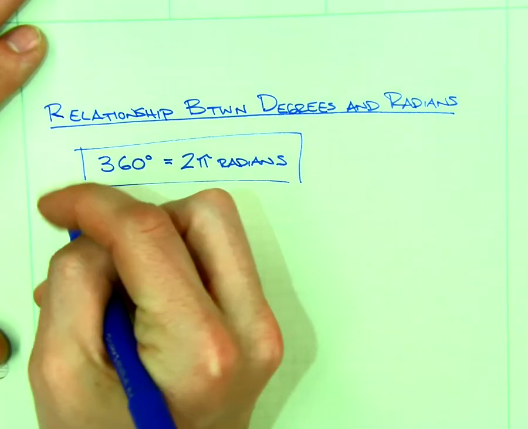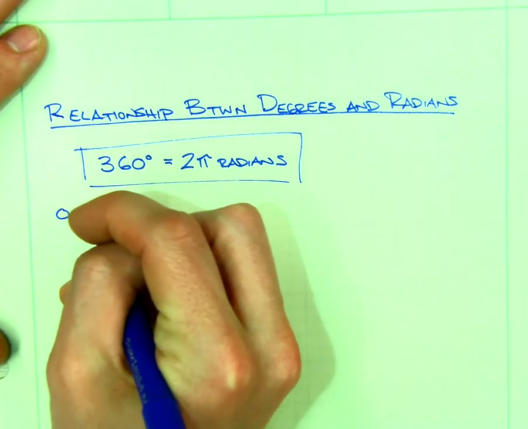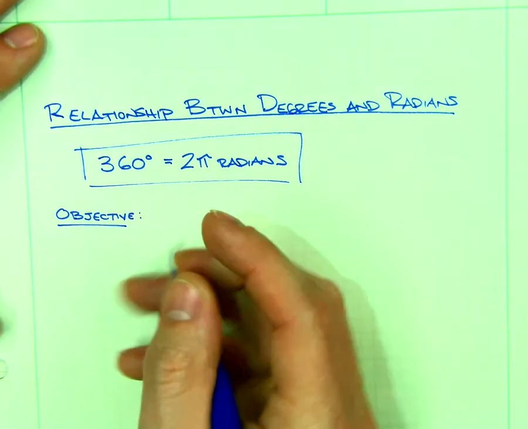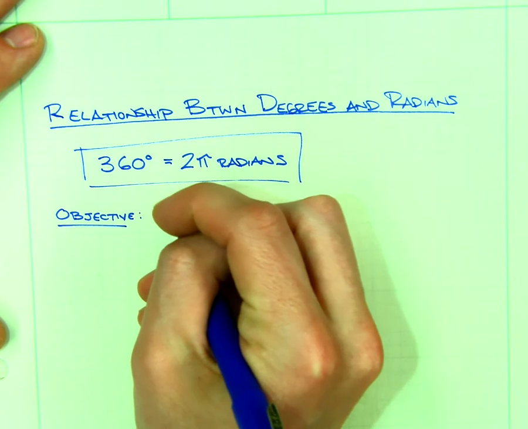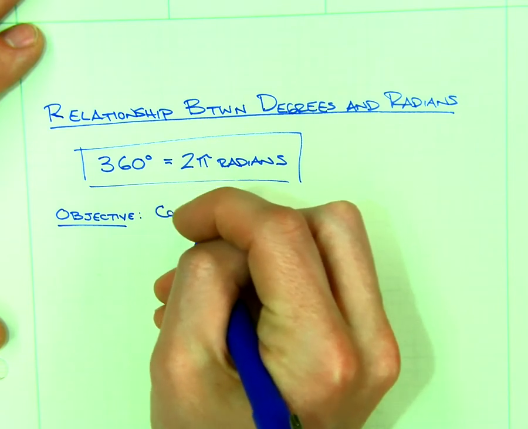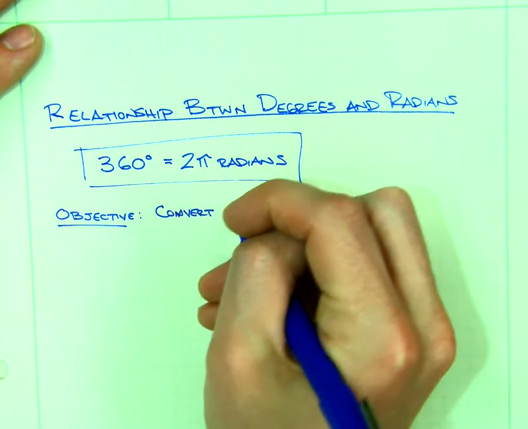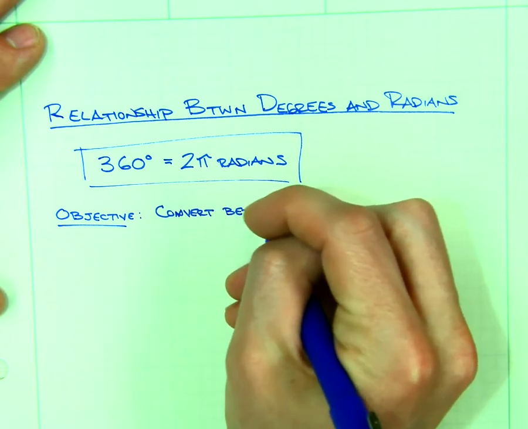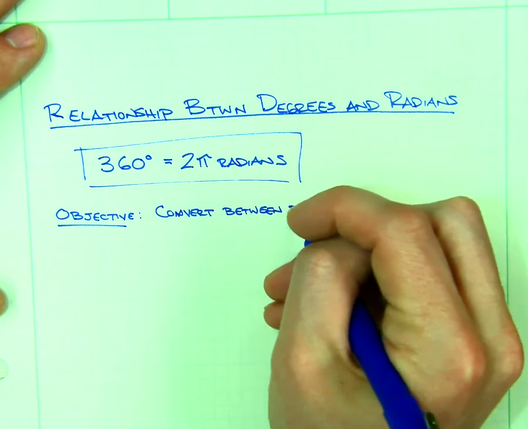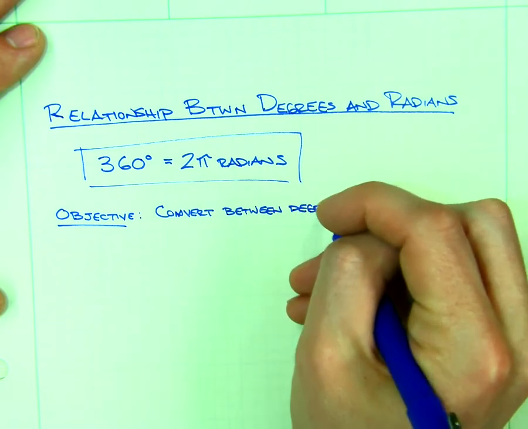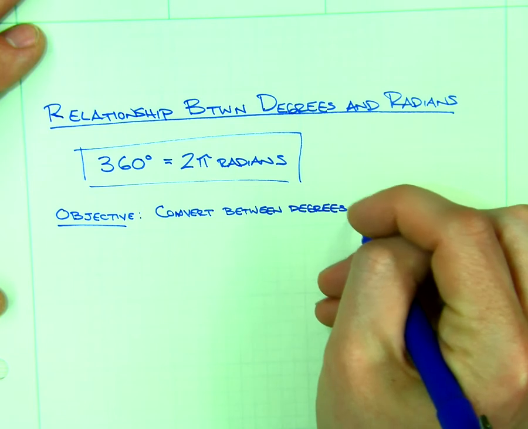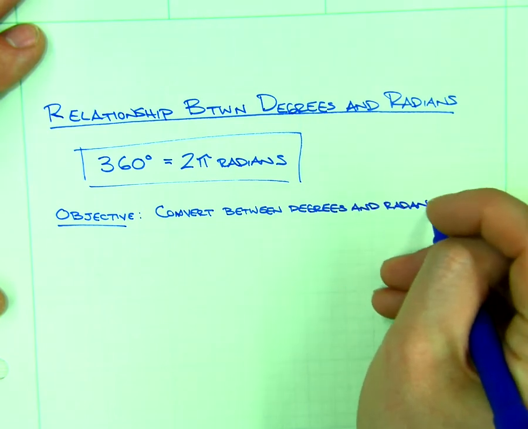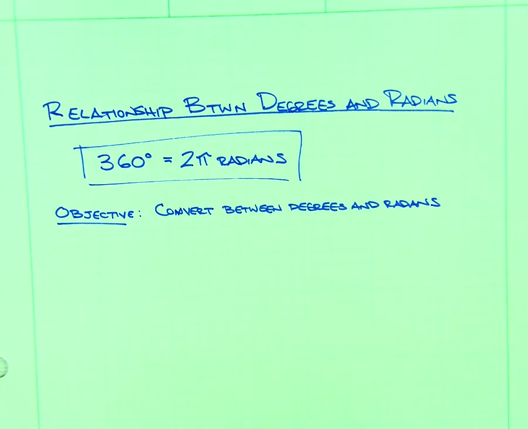Let me take a step back and give you guys the objective for today. So the objective is going to be, we want to be able to convert between degrees and radians. Converting between degrees and radians, and vice versa.